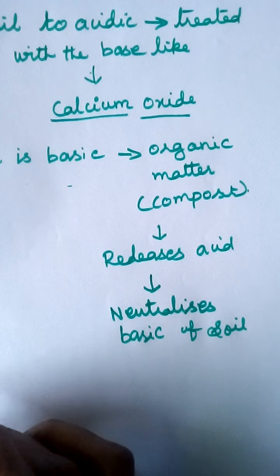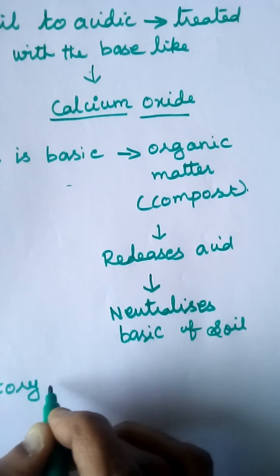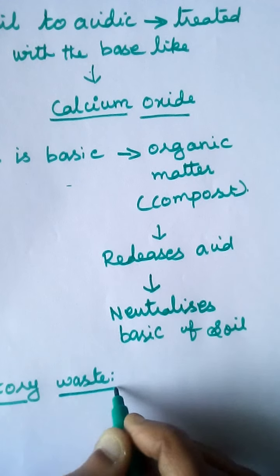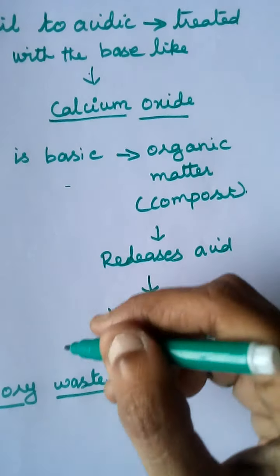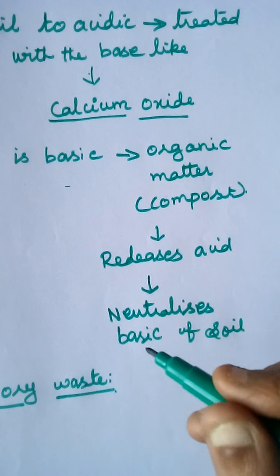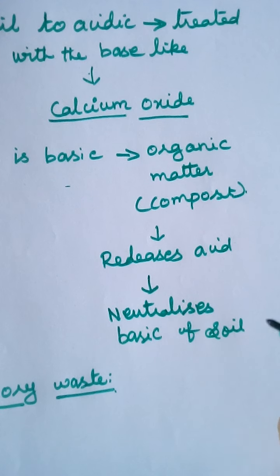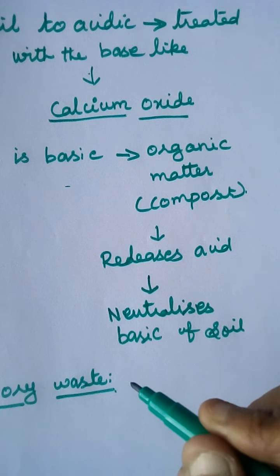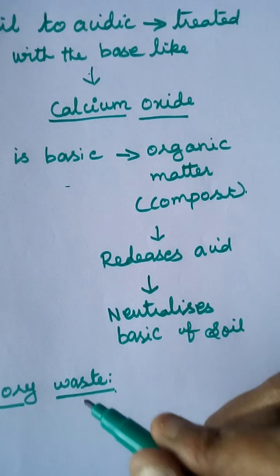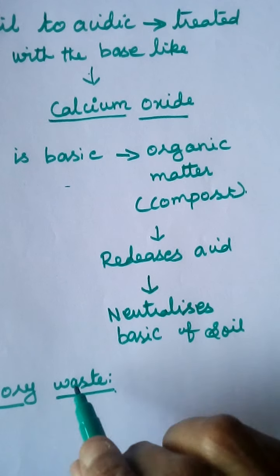Then next is factory waste. The waste of many factories contains acids. If they are allowed to flow into water bodies, the acids will kill fish and other organisms. The factory waste is neutralized by adding basic substances. That is factory waste.